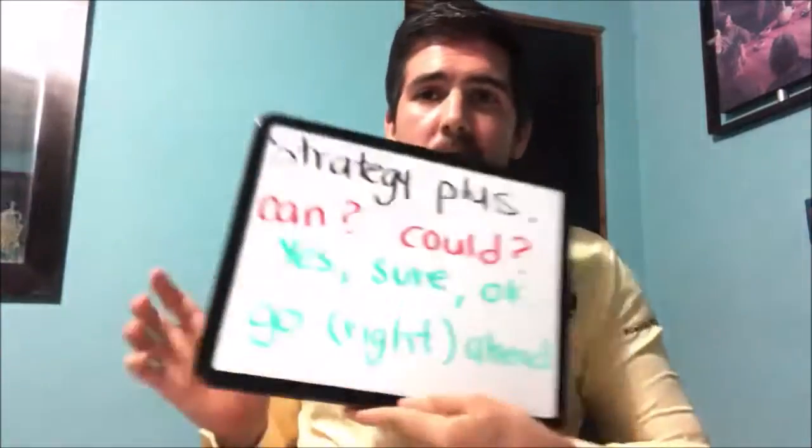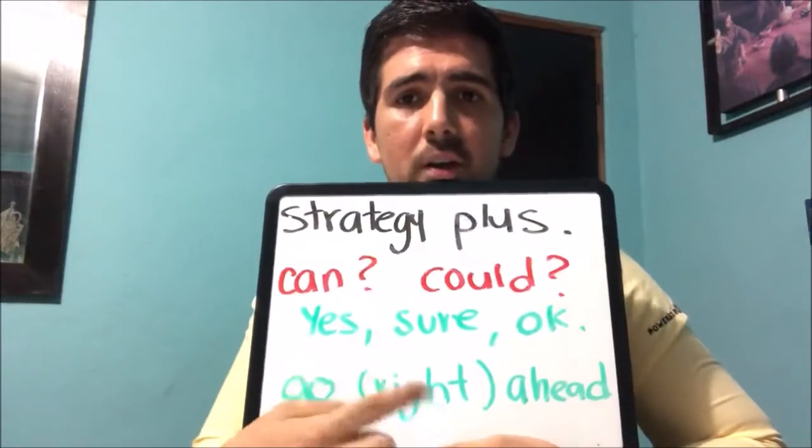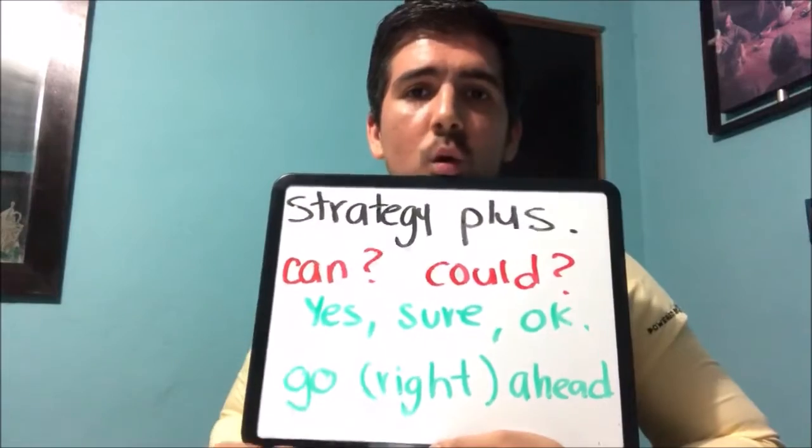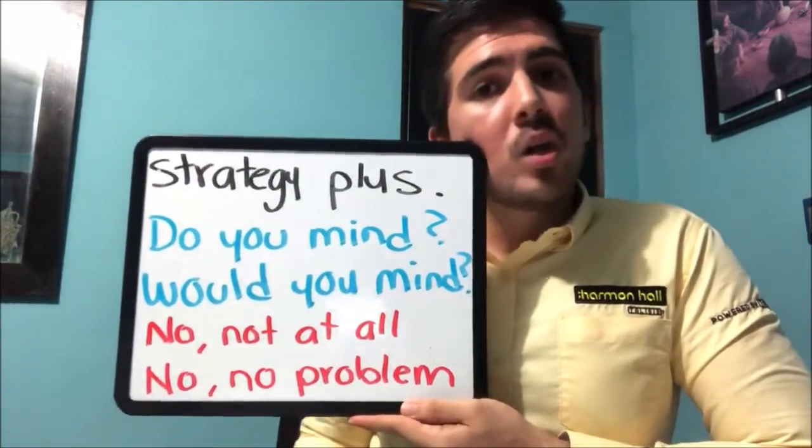Now, strategy plus. How to answer this question. If you get asked one of these questions, you are going to answer this way. With can and could, you are going to answer yes, sure, okay, go right ahead, or go ahead. But if you get asked the questions with do you mind or would you mind, you're going to answer this way. No, not at all. No, no problem. So notice the difference. Can and could, affirmative. Oh yes. Do you mind and would you mind? No, not at all. No problem. Only if you agree. If you disagree, it's the opposite.